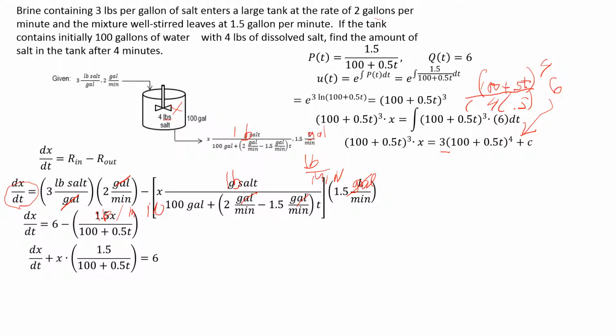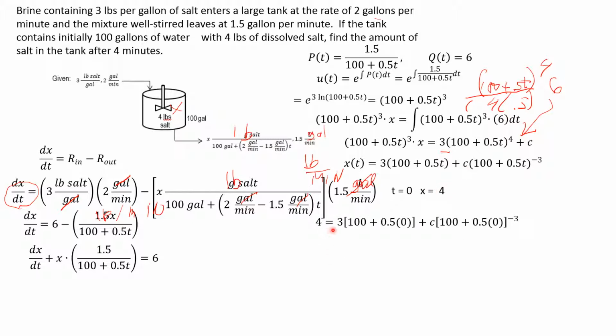So we have this integral: (100 plus 0.5t) cubed x is equal to 3 times (100 plus 0.5t) to the 4th plus c. And then solving for x, x is 3 times (100 plus 0.5t) plus c times (100 plus 0.5t) raised to negative 3. Now we'll have to find c. Observe that our initial condition is that when t is 0, x is 4. Then we can find c there.